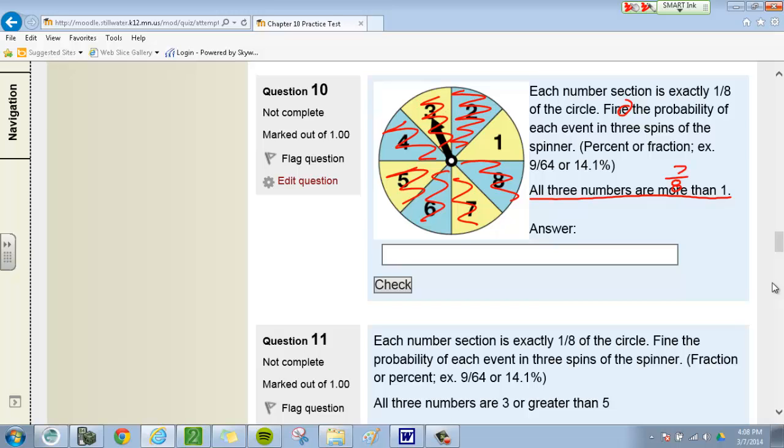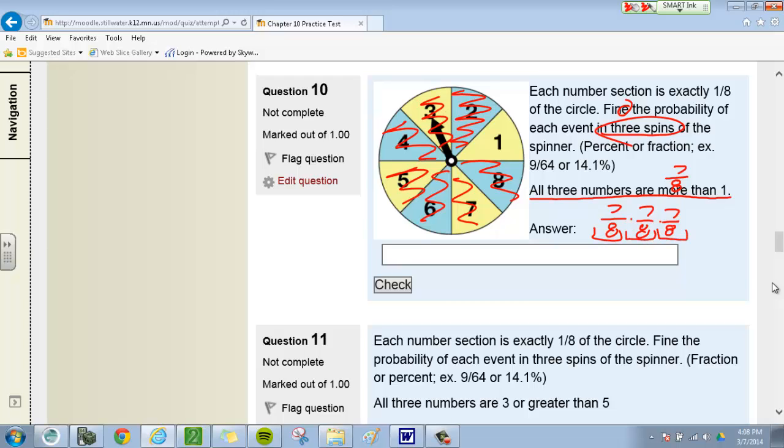But I'm spinning this thing 3 times, right? That's what it says: event in 3 spins. So what's the probability it is going to be in that shaded region all 3 times? Well, to figure that out, because each spin is independent, you just multiply the probability of each individual spin. And since each individual spin is 7 over 8, we just do 7 over 8 times 7 over 8 times 7 over 8. Each of these represents a spin.